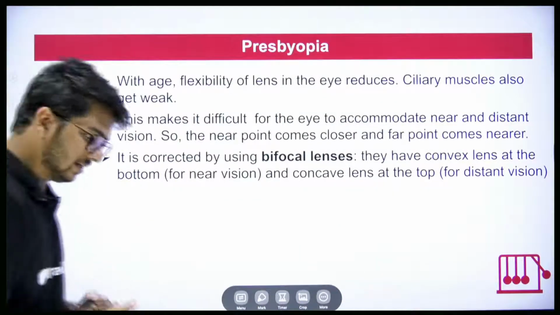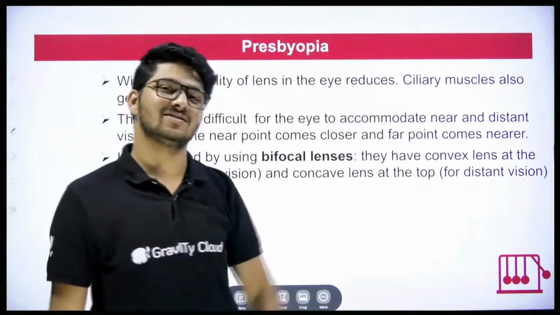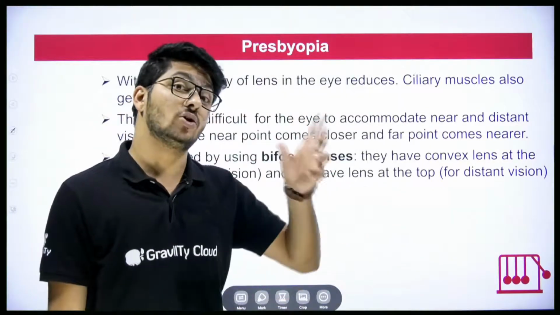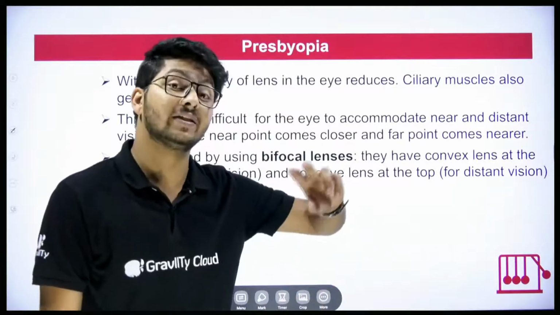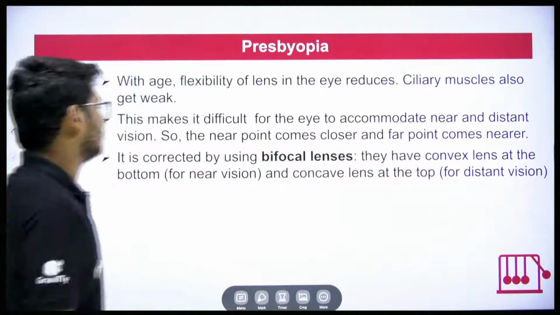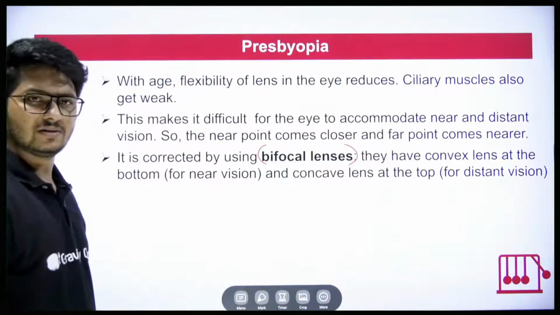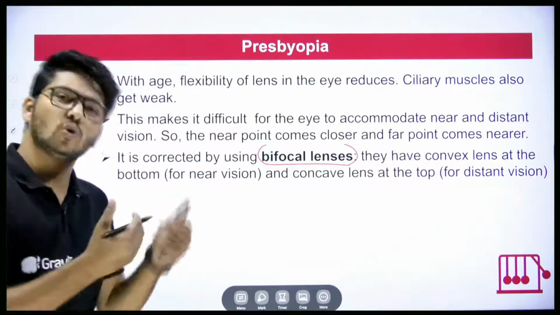And how do you correct it? We are not able to see near objects as well as far objects. It's like both myopia and hypermetropia. Then we should use both convex and concave lens, so we should go for their combination. That's why we use something called bifocal lenses. Now what are these bifocal lenses? They have two types of lenses.